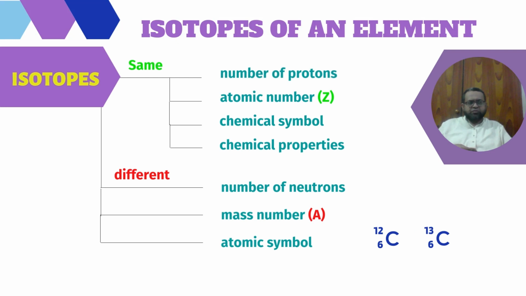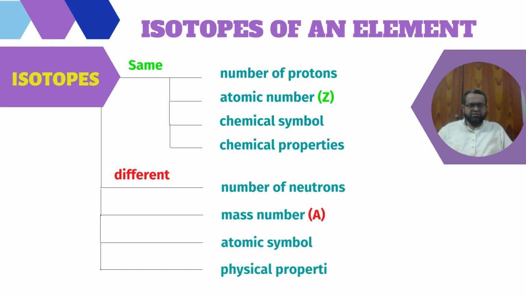So the atomic symbols of two isotopes of carbon are written here. You can see that although the chemical symbol is the same, in the atomic symbol the mass number is different. So an atomic symbol must comprise the chemical symbol, atomic number, and mass number. As isotopes have different mass numbers, they must have different atomic symbols.